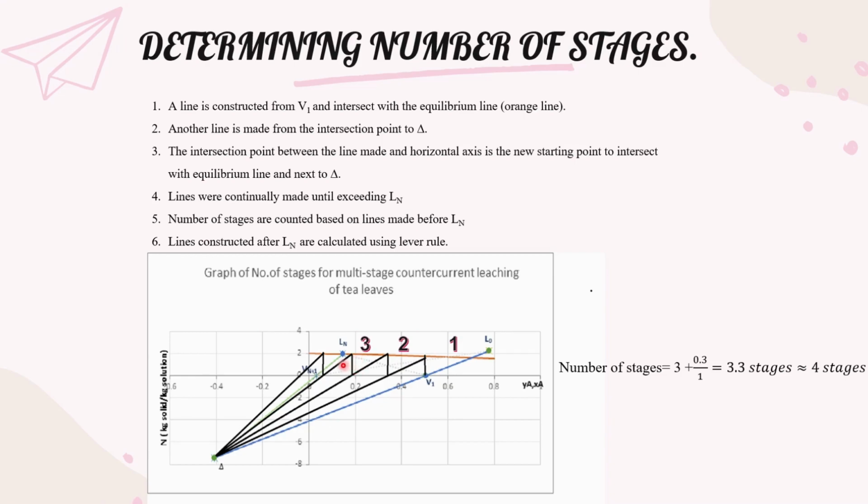The line constructed after Ln was calculated using the lever rule, which is here. And then the total number of stages is 3 plus 0.3 over 1, which is 3.3 stages. So approximately we need 4 stages for this multi-stage countercurrent leaching of tea leaf. So that's all.